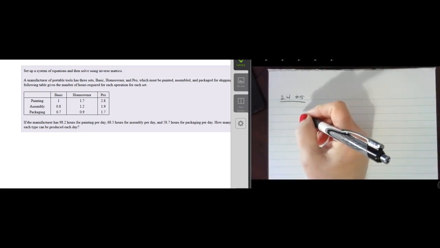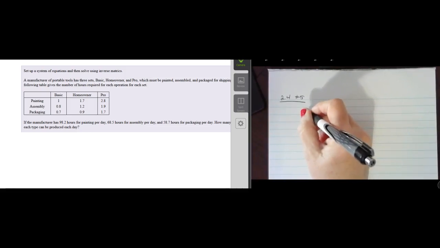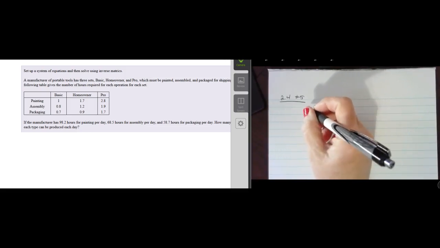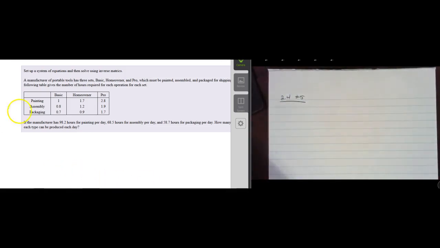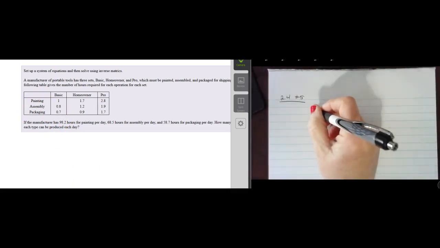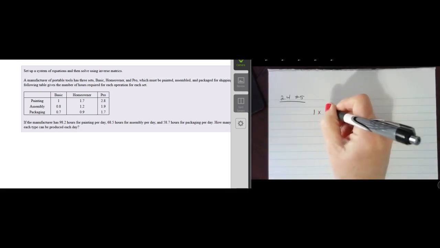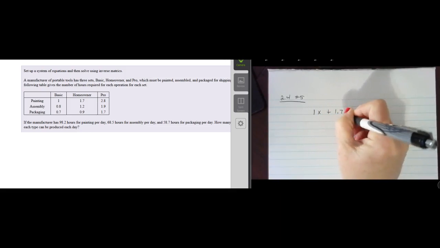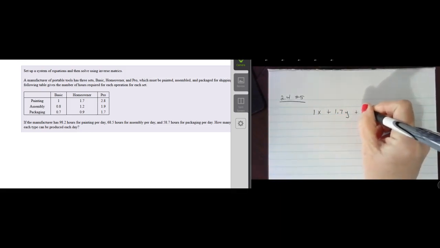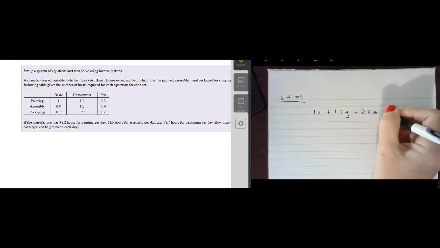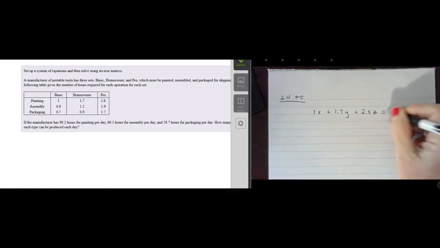So we have 3 different types, Basic, Homeowner, and Pro. If we look at painting, it takes 98.2 hours per day. So I have 1, and I'm going to let my basic be X, plus 1.7Y be my homeowners, plus 2.8Z be my Pro, and they have 98.2 hours for painting.